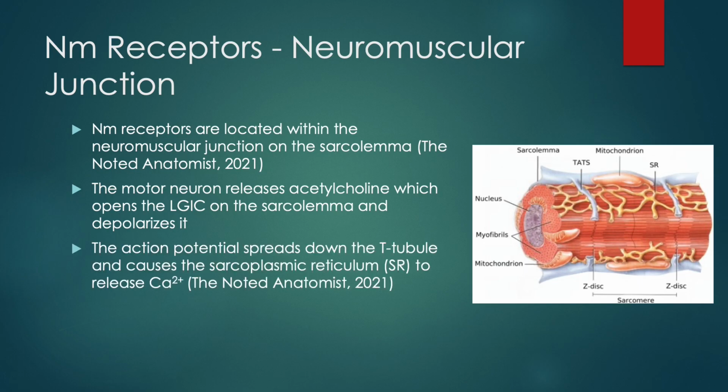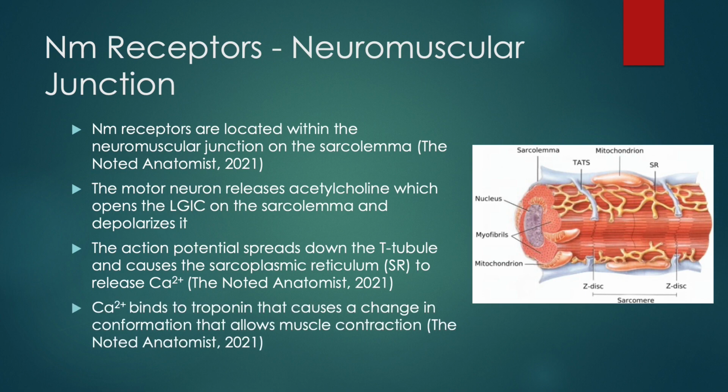The action potential spreads down the T-tubule and causes the sarcoplasmic reticulum, the SR, to release calcium ions. And so basically here's the sarcolemma in this diagram, and that's where the synapse would be, and it would cause the depolarization, which would run down the T-tubule, and then it would cause the sarcoplasmic reticulum to release calcium.